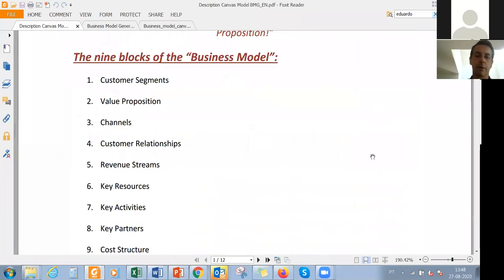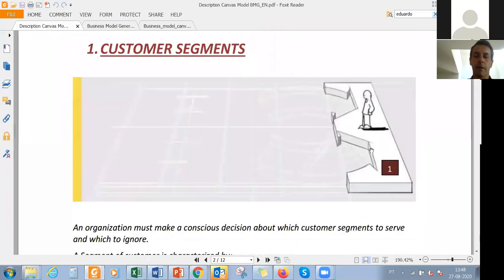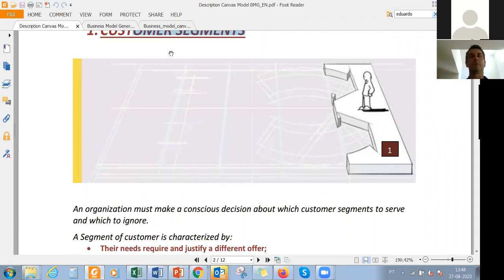Let me start with those 9 blocks, and the first one, they used to start by the customer segments. No, not easy. I prefer, personally, to start by the middle, by the value proposition, but maybe it's my fault. They say that we should start thinking on what is the customer, what the customer wants. But of course, we have to balance, because what the customer wants concerning what? Concerning my pizza, concerning my house, concerning a certain product, concerning what?